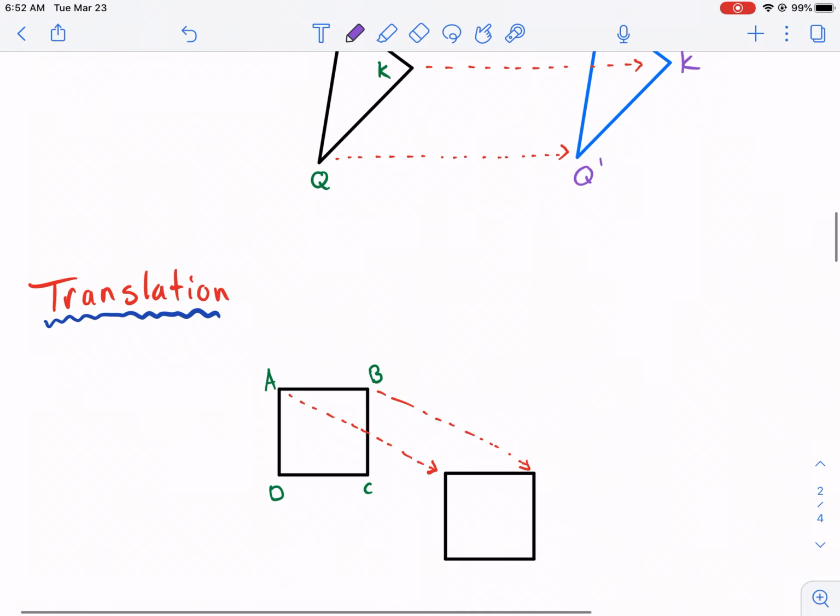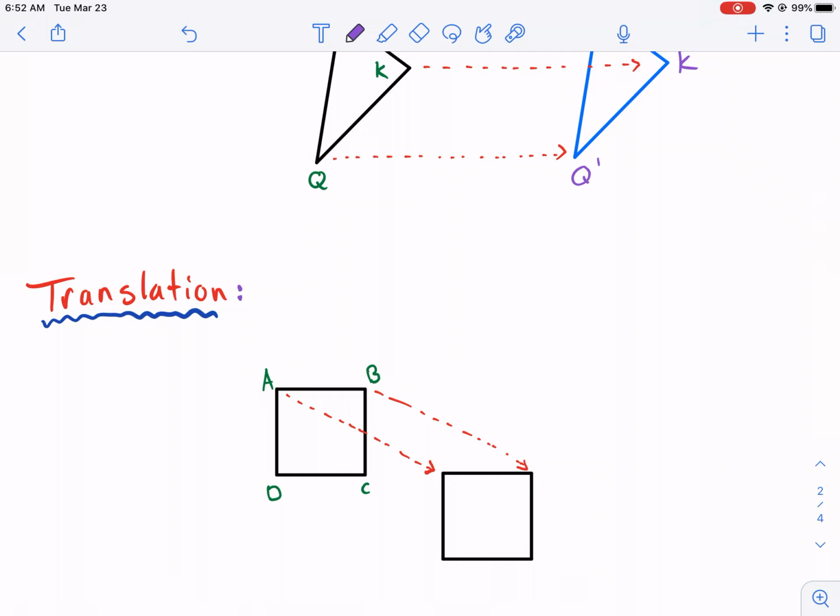Speaking of that, that's exactly what translation is. Translation is a movement, let's say a rigid motion movement of a shape. I like to think of it as a slide. It slides on the coordinate plane. A slide on the coordinate plane.